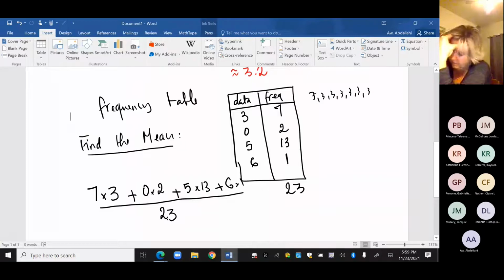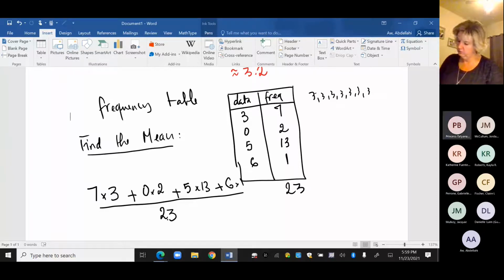In the case of quantitative data, if you have a table of frequency, you can find the mean. You have to multiply each row together and add them up: 3 times 7 plus 0 times 2 plus 5 times 13 plus 6 times 1. And then you divide by the size of the data. The size is you add up the frequencies, right?